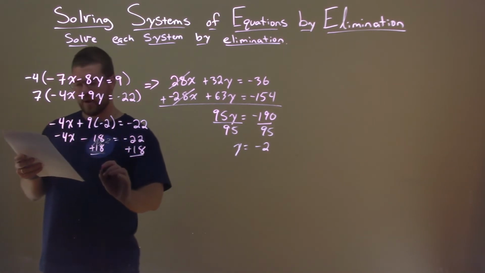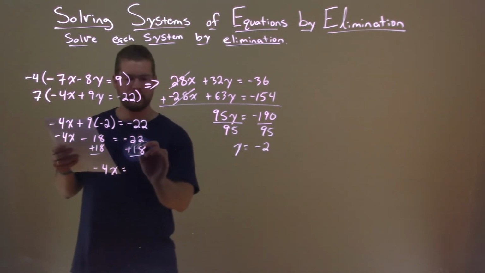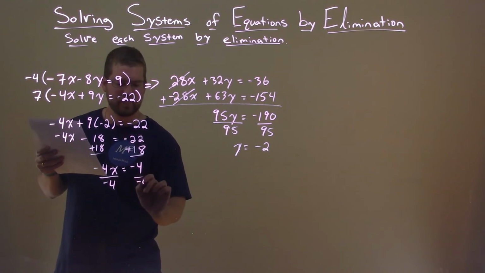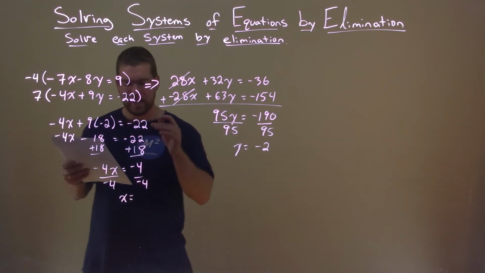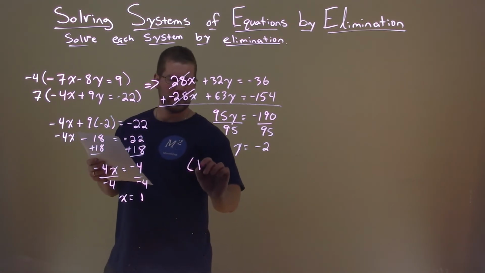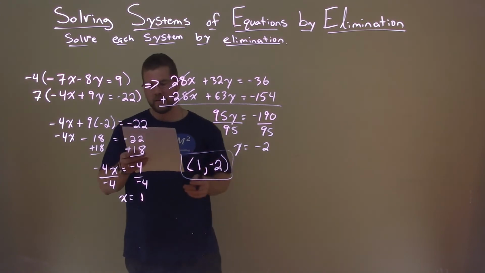Bring down the minus 4x. And negative 22 plus 18 is a negative 4. Divide both sides by a negative 4. And we're left with x by itself, and negative 4 divided by negative 4 is positive 1. So our point here is 1 comma negative 2, and there we have our final answer.